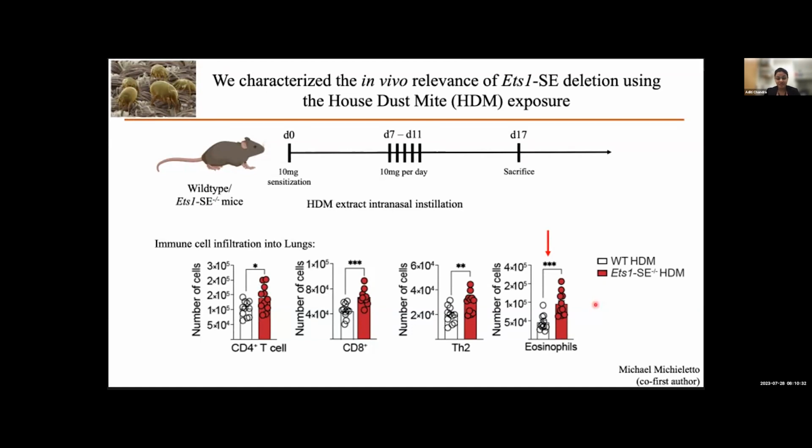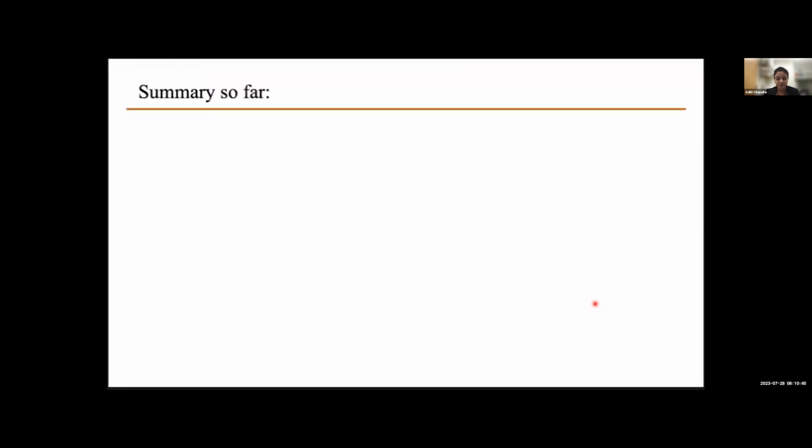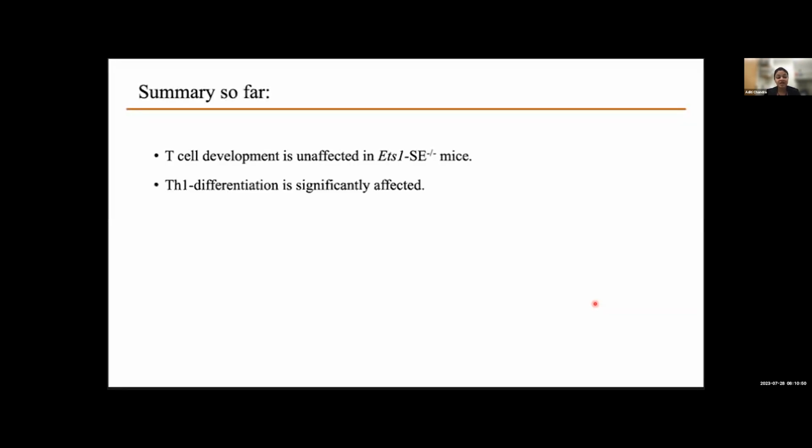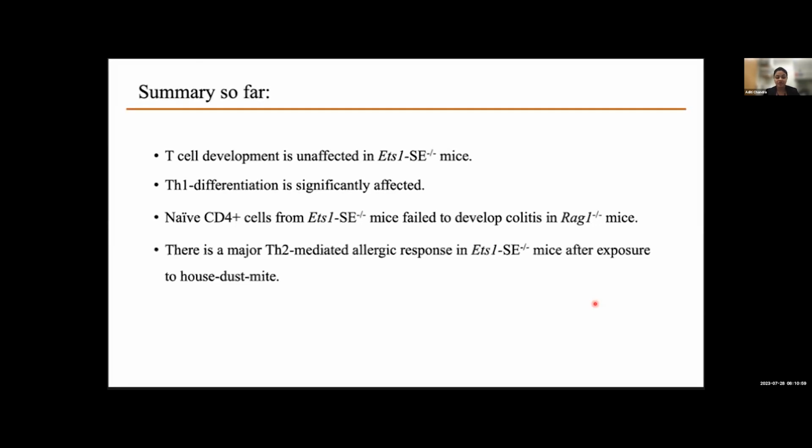Thus, this indicates that the knockout mice suffer more from an allergic response due to enhanced Th2 activity, but they were unable to develop a Th1 response. To summarize so far, we observe that T cell development is unaffected in our knockout mice, but Th1 differentiation is significantly affected. Naive CD4 cells from the knockout mice failed to develop colitis in the Rag knockout mice. However, there is a major Th2-mediated allergic response in the knockout mice after exposure to house dust mite.